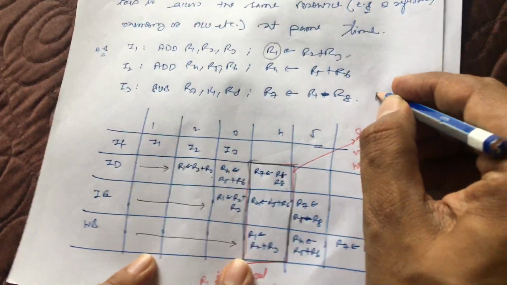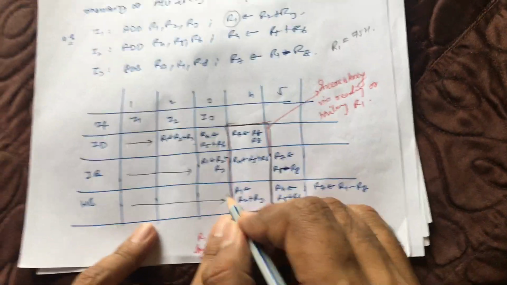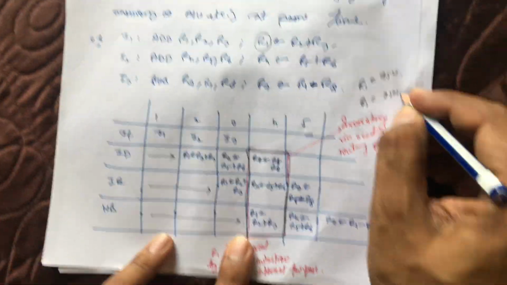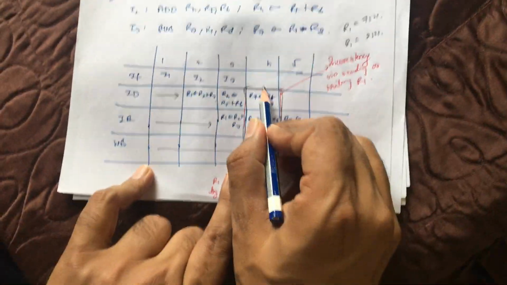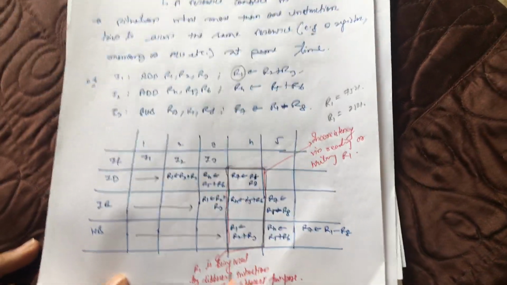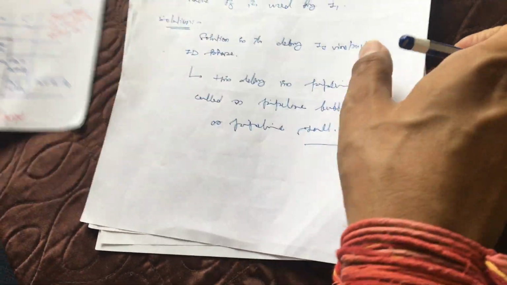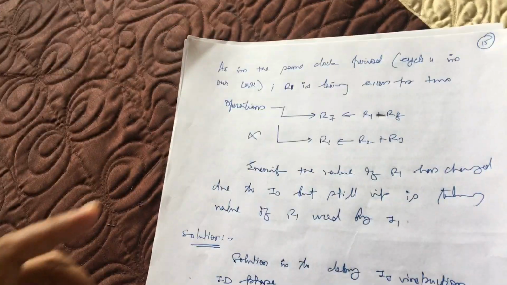Let's say R1 was 75H, but after performing this operation R1 has changed to, let's say, 25H. Originally I was to work on 75H, but here I am working on 25H. So R1 is being used by different instructions for different purposes, and this kind of hazard is called structural hazard. So in this case, what is the solution?